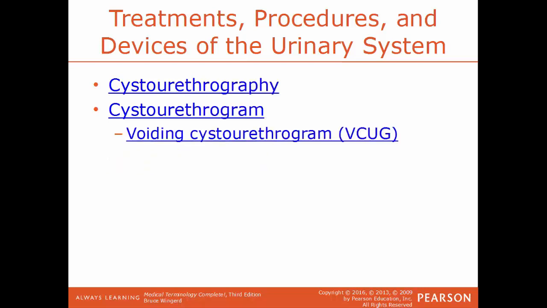A similar test to those will be our next term, cystourethrography, which would be a visual examination of the urinary bladder plus the urethra. And the result that would produce would be a cystourethrogram. And another type of a cystourethrogram is called a VCUG, voiding cystourethrogram. This is the visualizing of the bladder and urethra while the person is voiding, while the person is urinating.